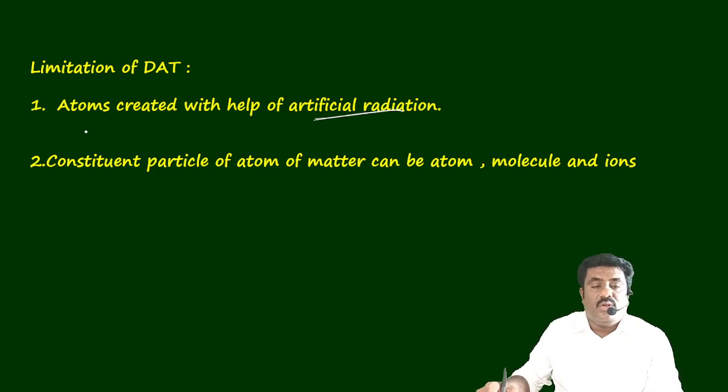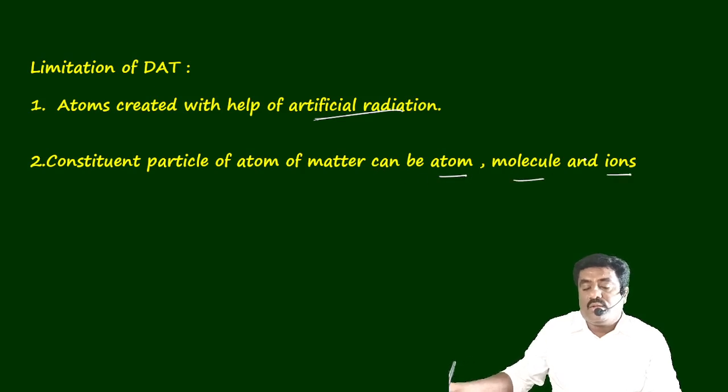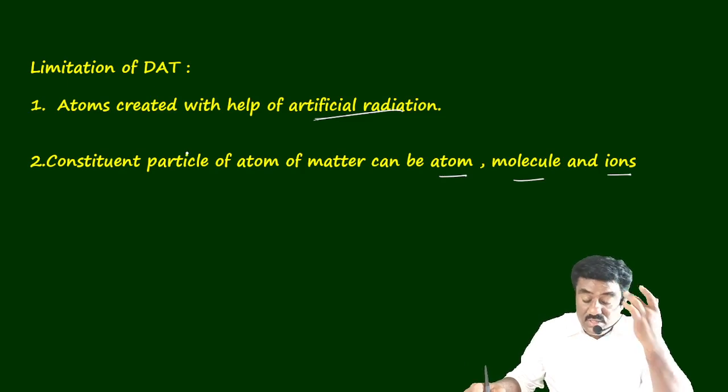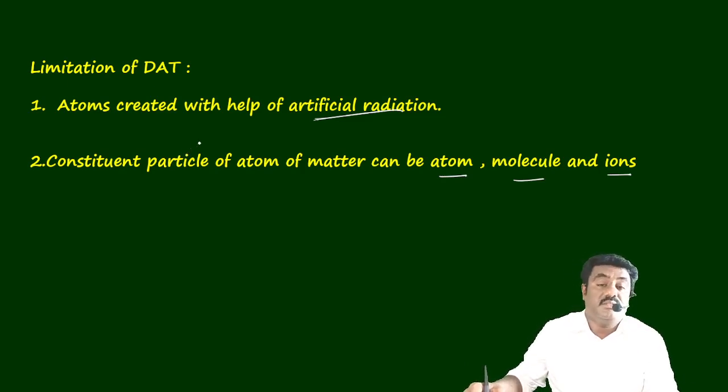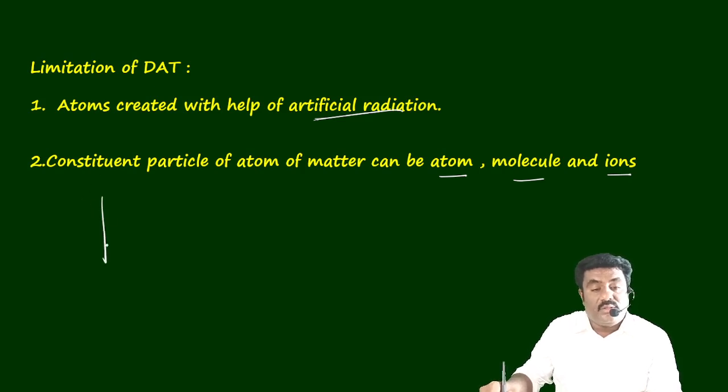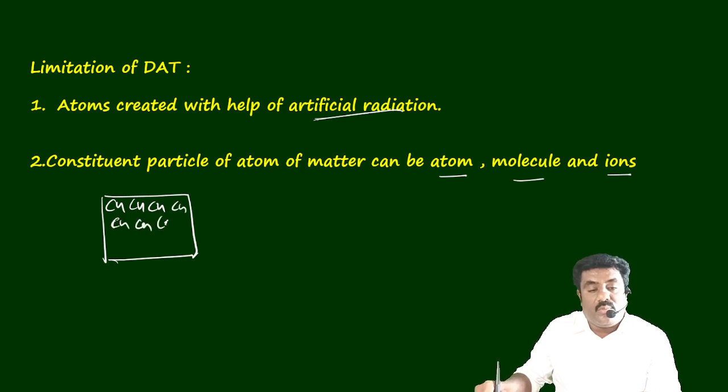Now look at the second limitation: the constituent particle of matter. Matter can be atom, molecule, or ion. He says the constituent particle of matter is the atom. For example, take copper metal. It contains copper atoms, so the constituent particles are copper atoms.